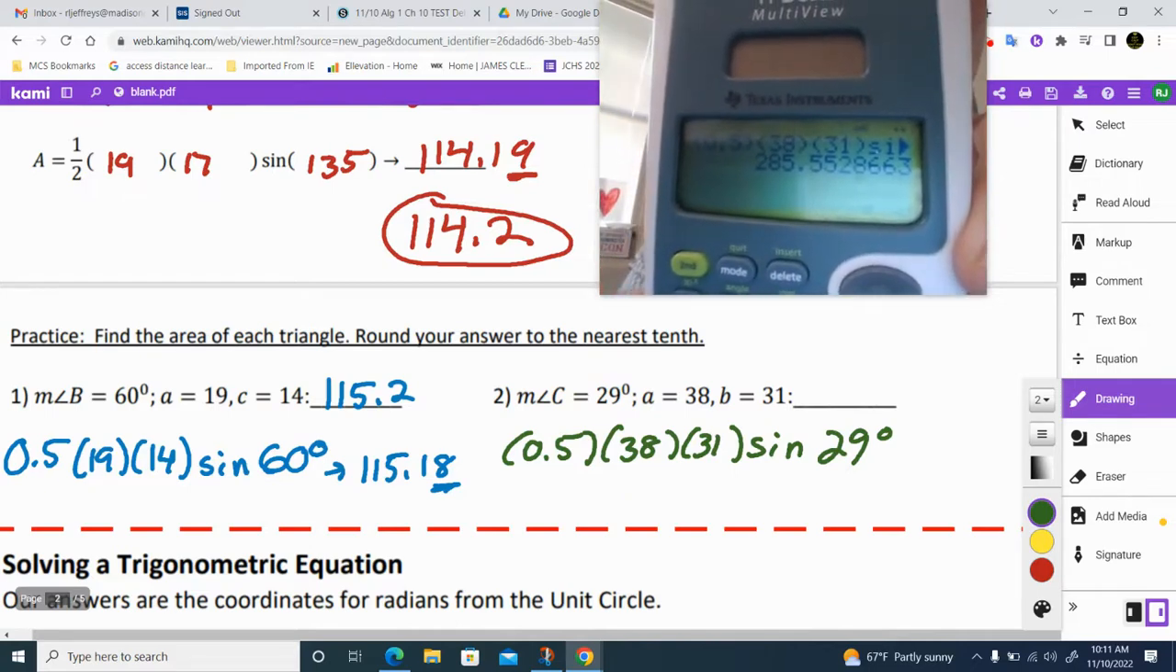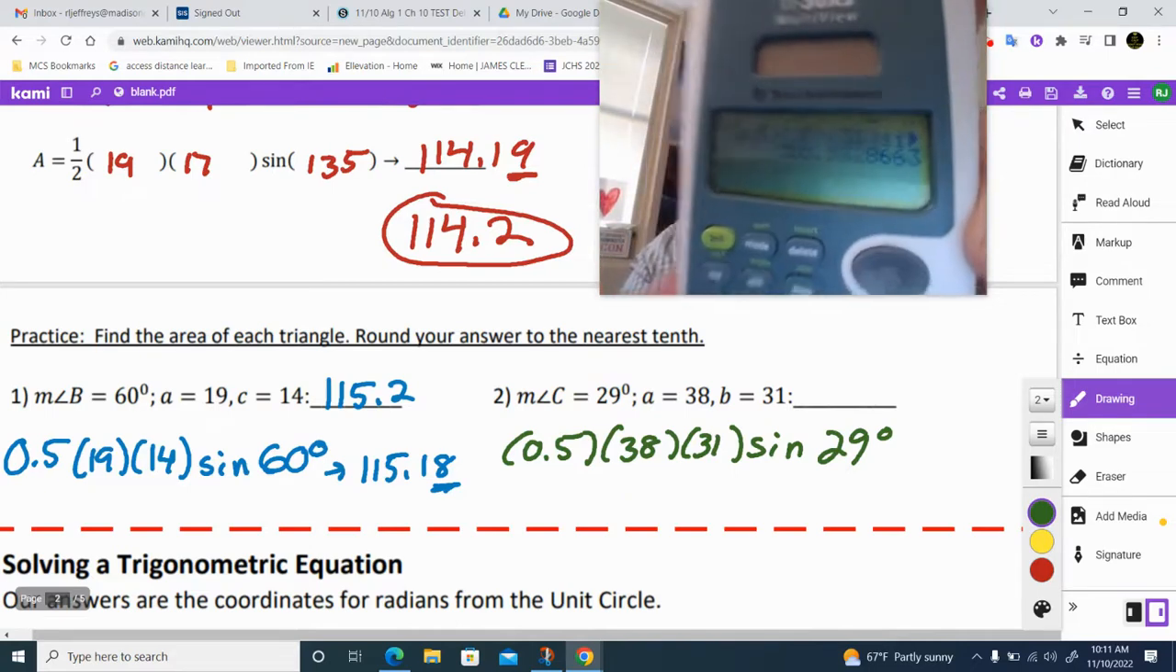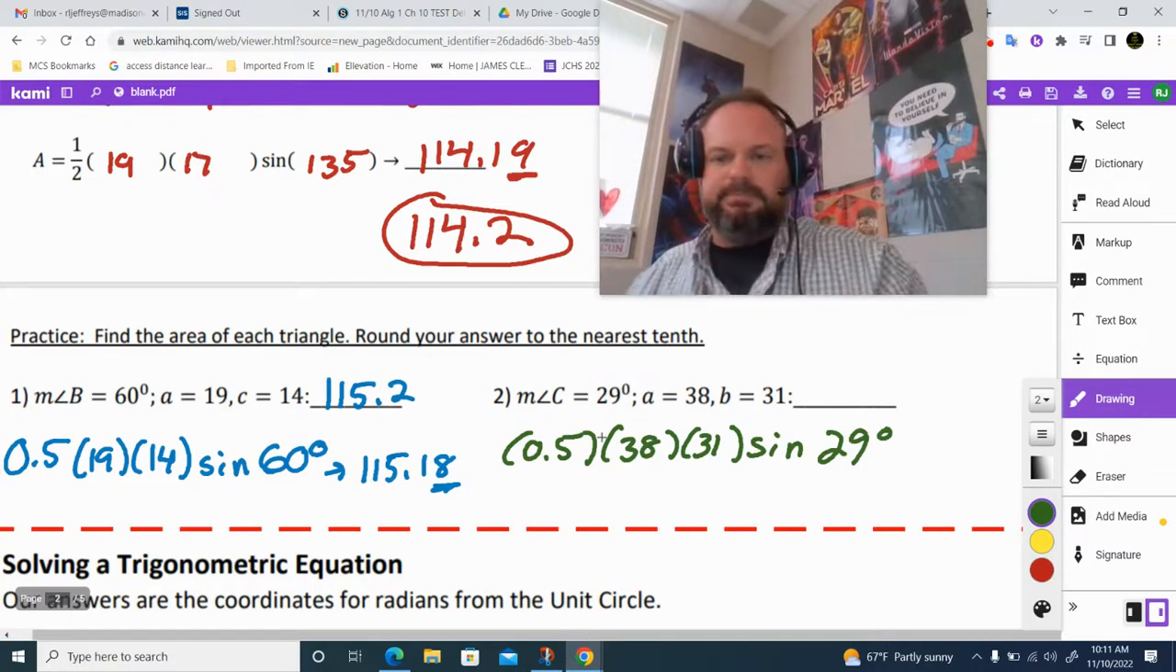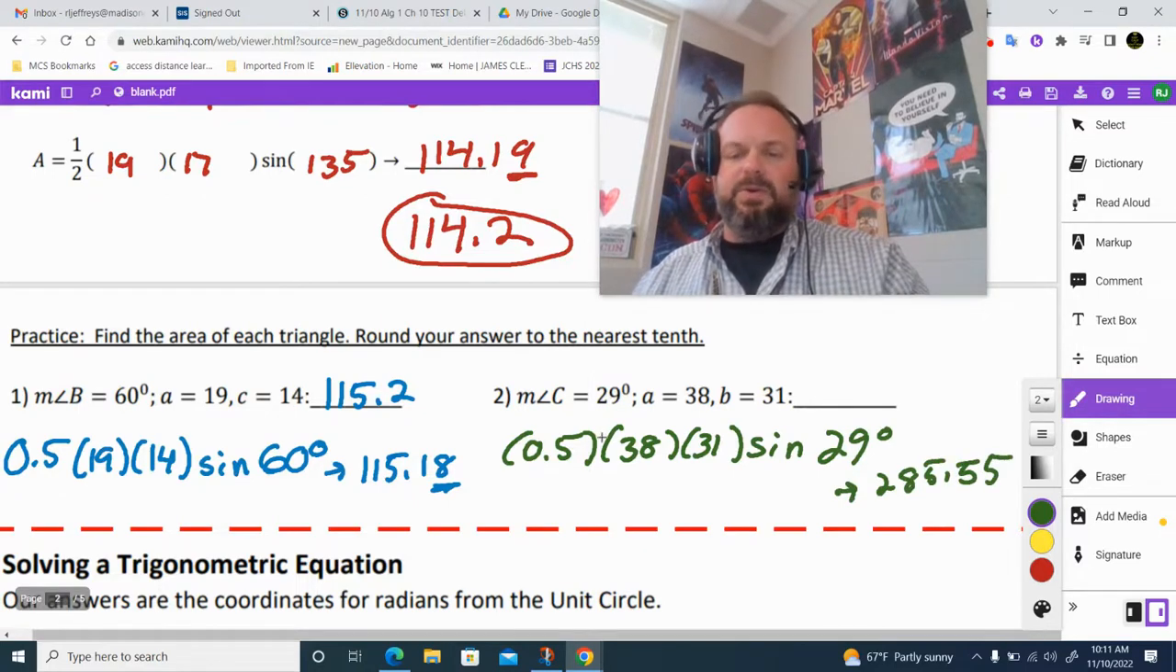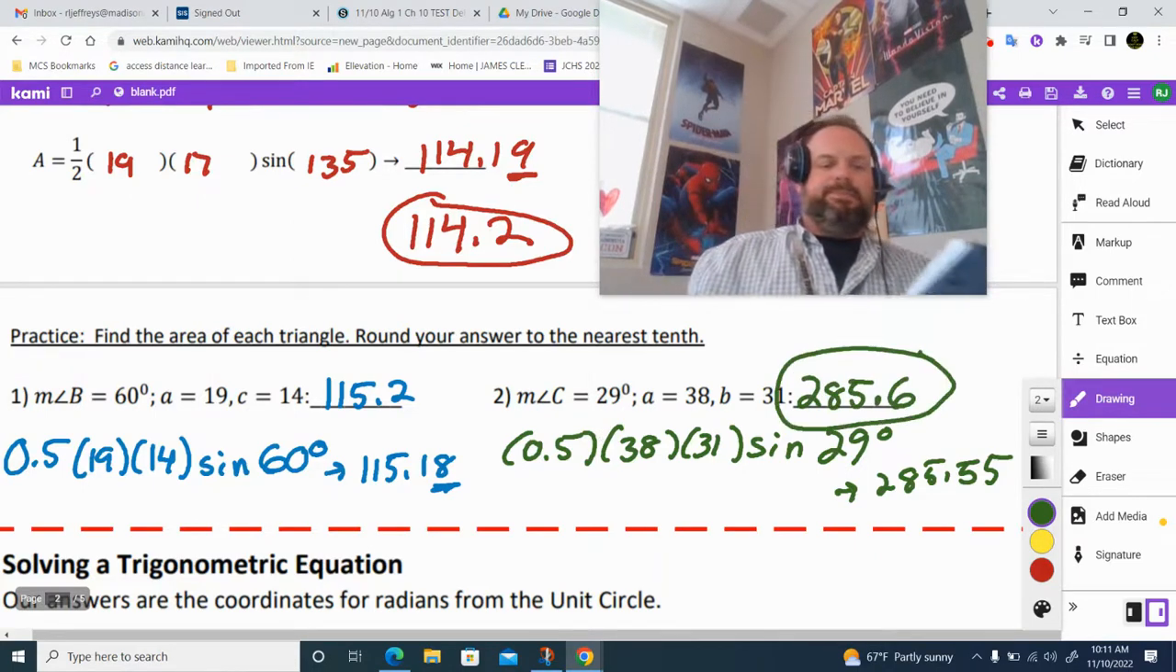All right, we get 285.55. So this is 285.55. That would round up to 285.6. Okay.